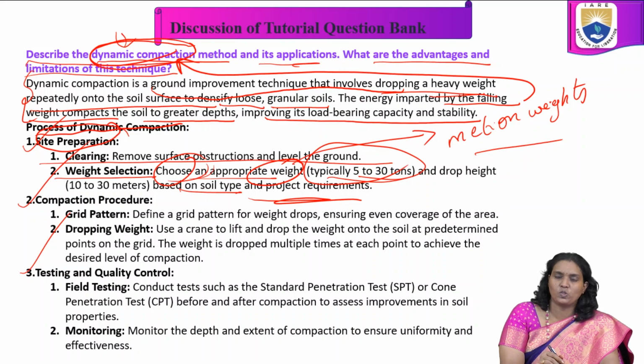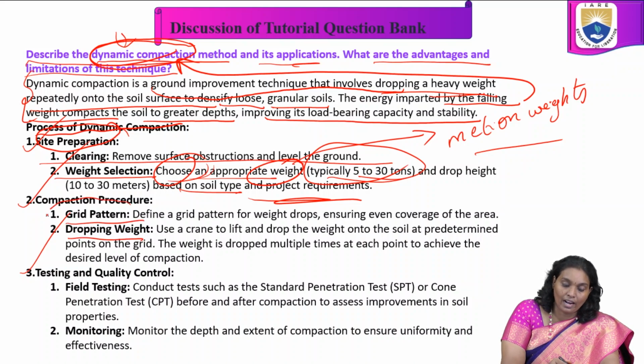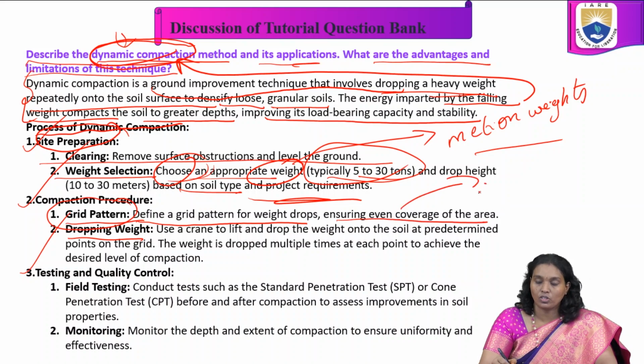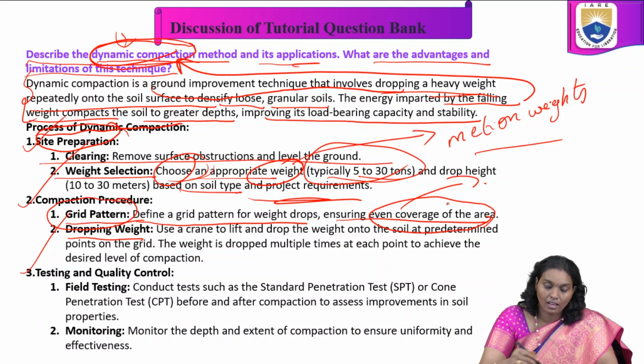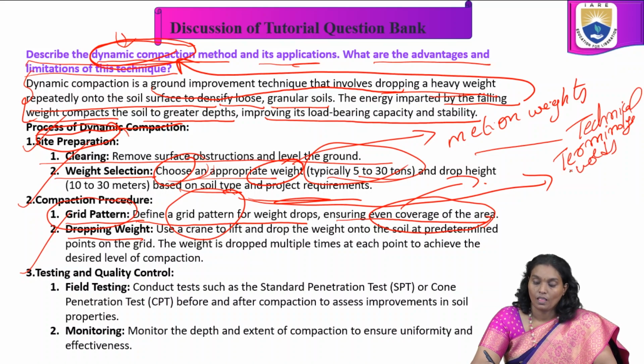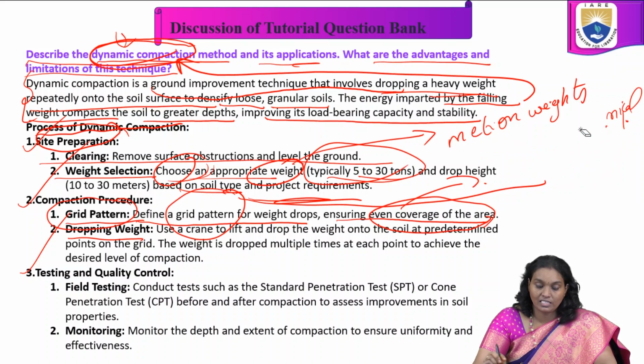Now move on to the procedure, grid pattern and dropping weight. In dynamic compaction, the defined grid pattern of weight drops ensures even coverage of the area. Why? Because of the even coverage of the area. This grid pattern of the weight is the technical terminology which we use for this question. These are the technical words, so like this we are going to understand this.